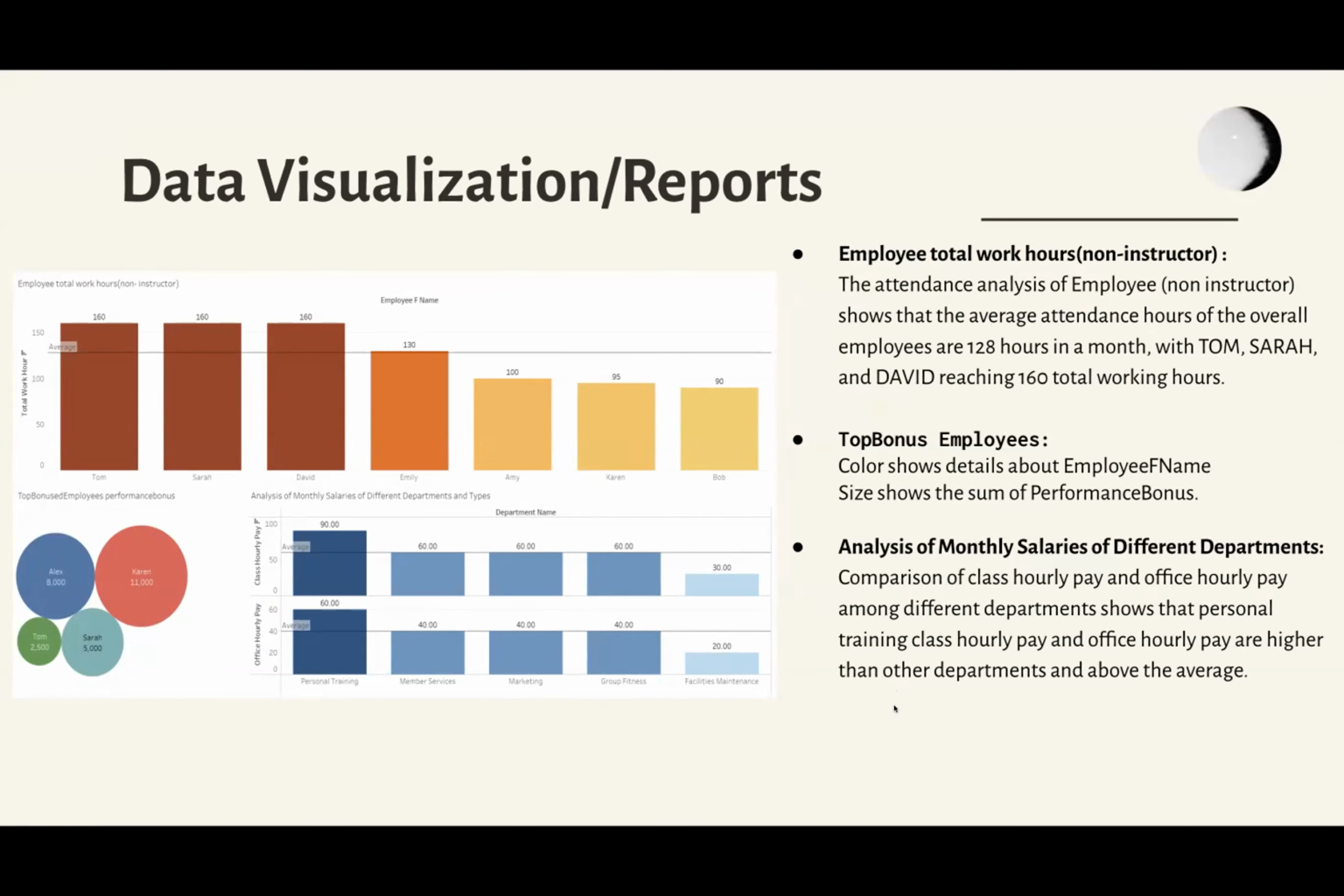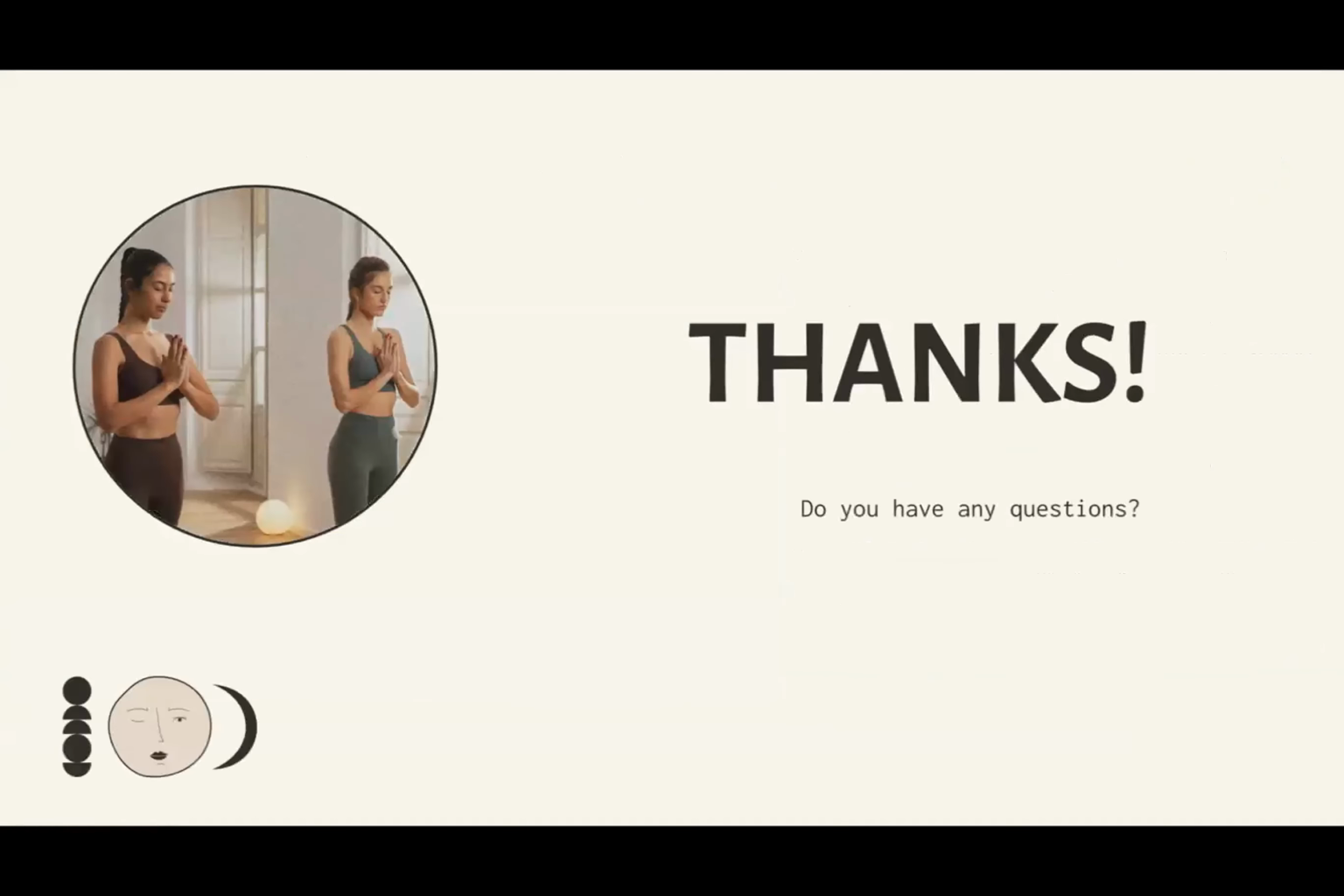Oh, sorry for it. We also talked about the comparison of class hours pay and the office hour pay among different departments, which shows that personal training class hours pay and the office hour pay are higher than other departments, above the average. So as you can see, we have the different departments. We show that there are 5 departments, and the personal training is the most important part of our fitness management systems. That's all. Thanks for listening, and if you have any questions, feel free to ask us.